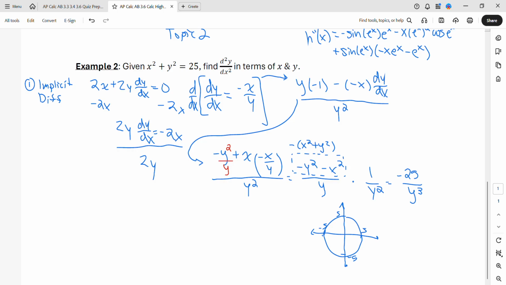What type of y values are on the top? Positive. Negative 25 divided by a positive value cubed, it's negative over positive, which is negative. So it is concave down. So when a second derivative is positive, that part of the graph is concave up. When it is negative, it is concave down. Hold on to that for Unit 5.